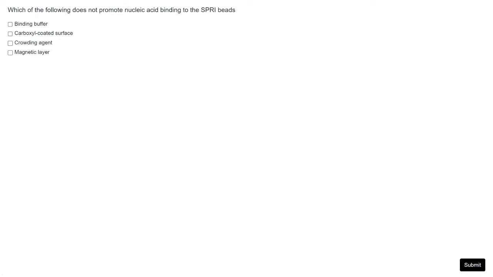We're going to launch another poll question here, really just to make sure everybody's on the same page, everybody's understanding what these beads are about. So it's a little bit of a quiz, I would say. Which of the following does not promote nucleic acid binding to the SPRI beads?